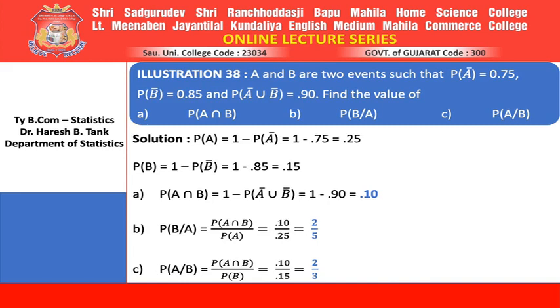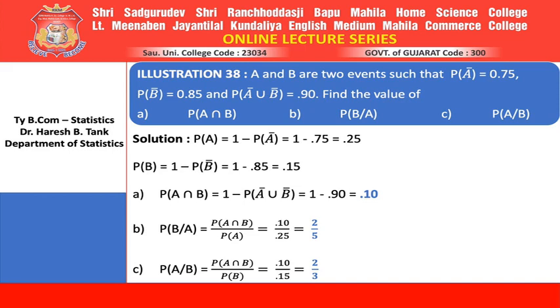A and B are two events such that probability of A complement is 0.75, probability of B complement is 0.85, and probability of A complement union B complement is 0.9. Find the value of probability of A intersection B, probability of B where A already occurred, and probability of A where it is given that B already occurred. One by one.